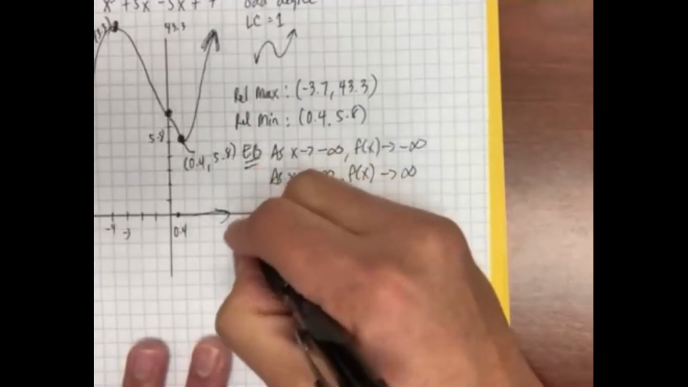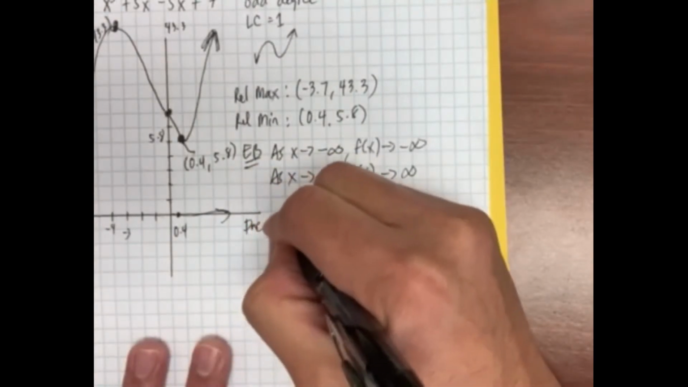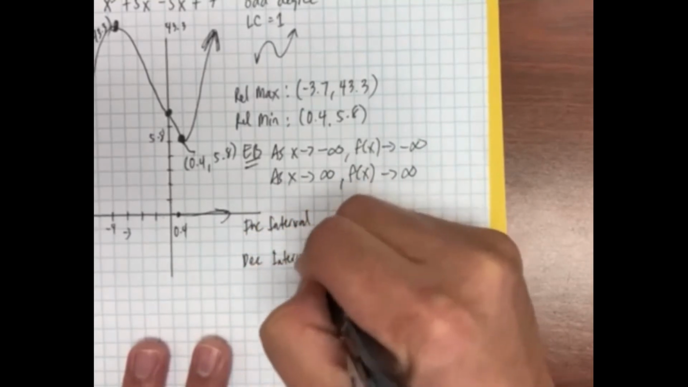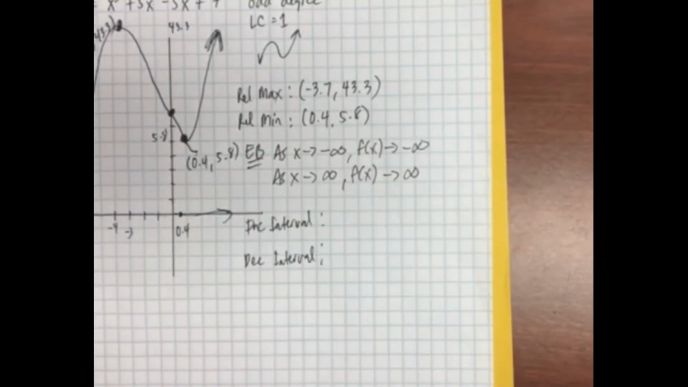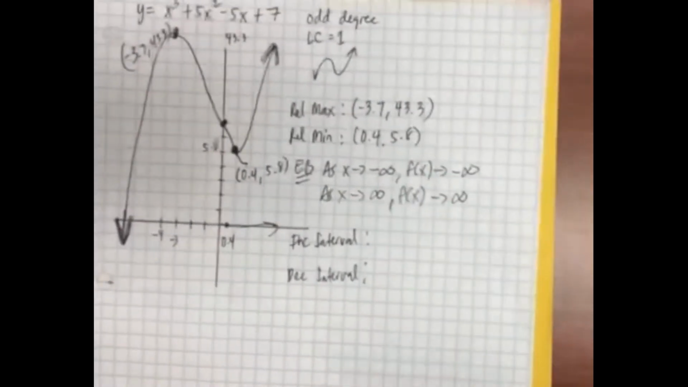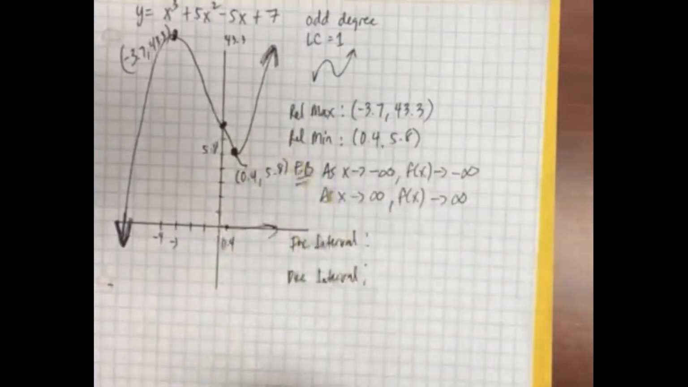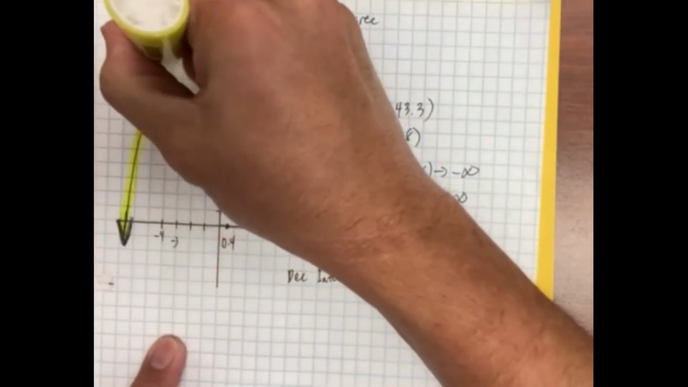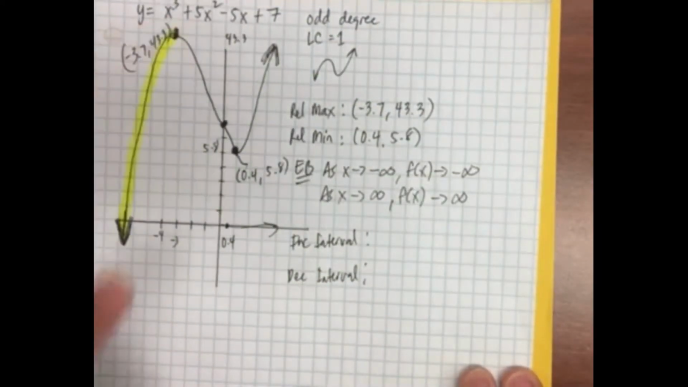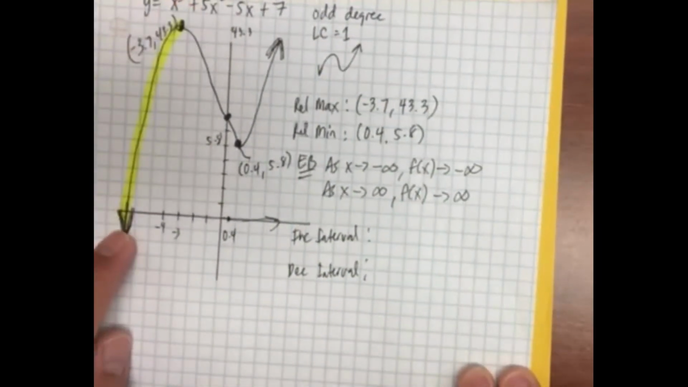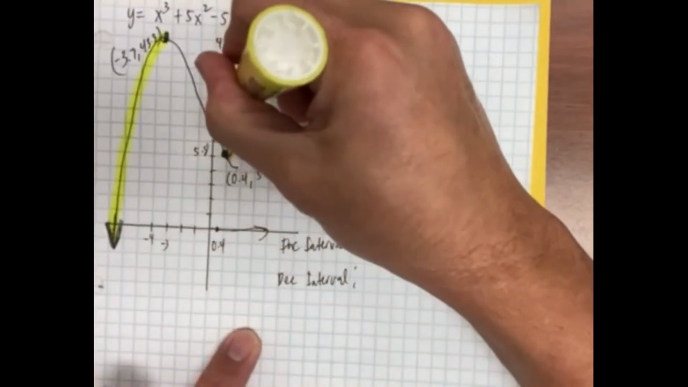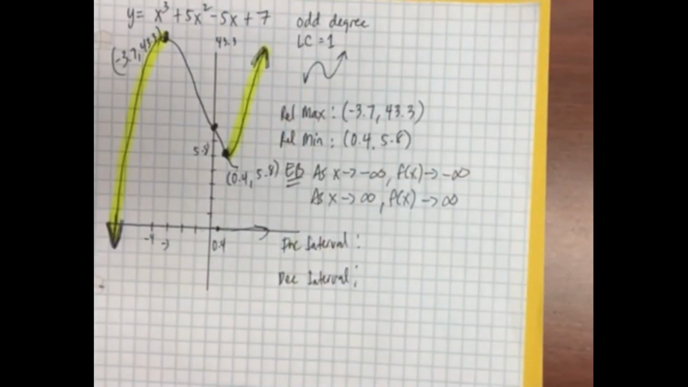Now, there's an increasing interval and there's a decreasing interval here. How do we know the increasing and decreasing? Okay, let's analyze the graph here. The increasing is when it's going up. This portion of the graph, the yellow one, the highlighted one, it's going up. So that is increasing. And likewise here, this is also increasing. Do you agree? So how do we write the increasing interval?